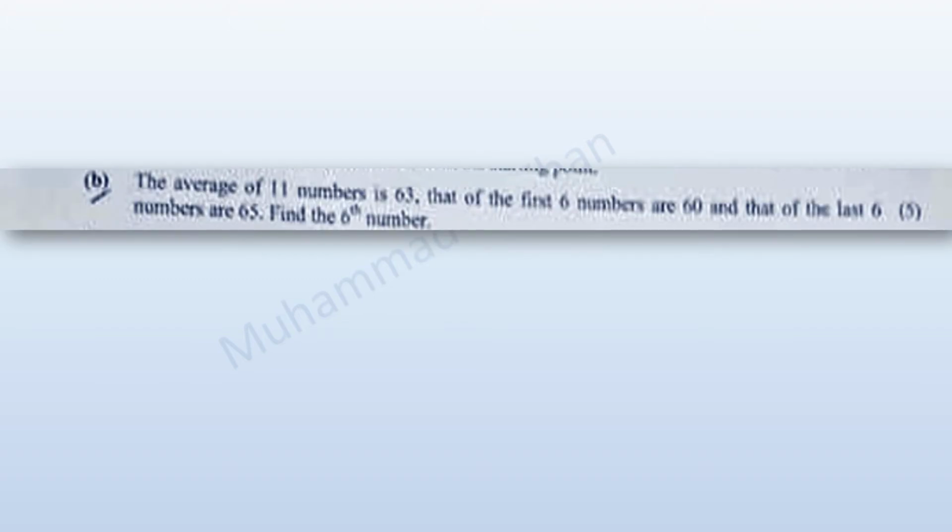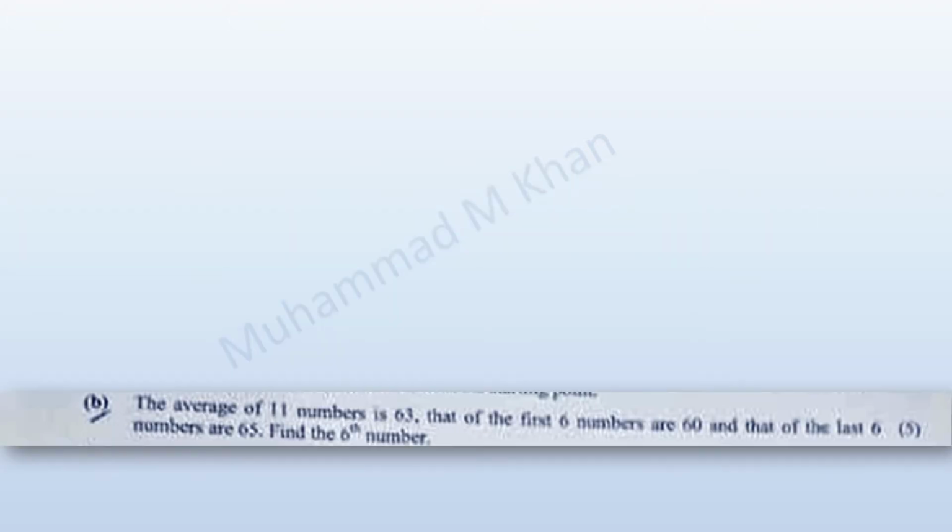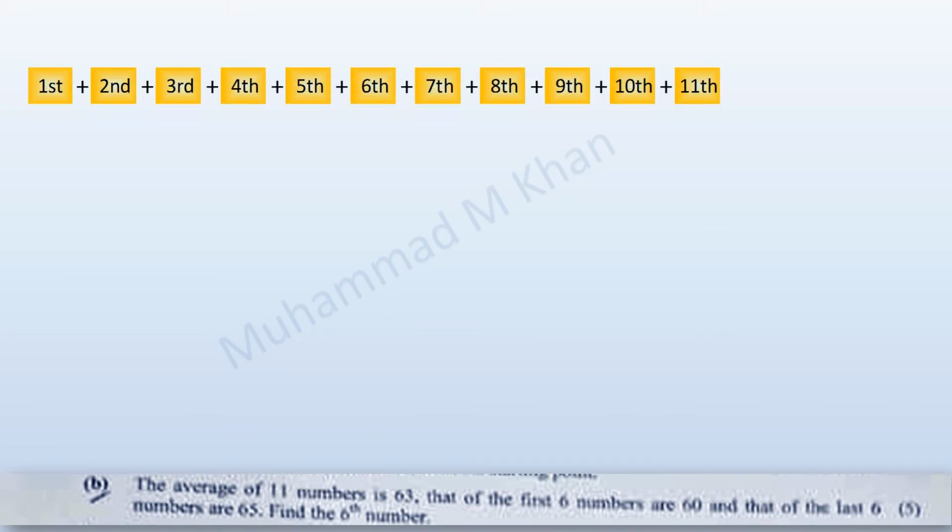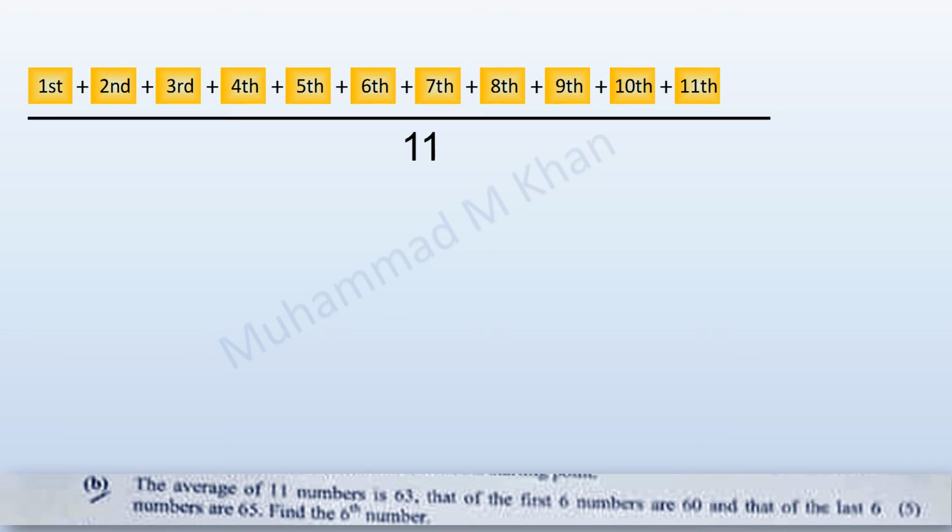Let us now move to part B of the question. The question says that there are 11 numbers whose average is 63. It means that the sum of the 11 unknown numbers was divided by 11 and the result was 63. So if this is it, what was the sum of the numbers? To get that, I will be multiplying both sides of the equation by 11. I will cancel out 11 on the left hand side of the equation. So the sum of these 11 numbers is 693.